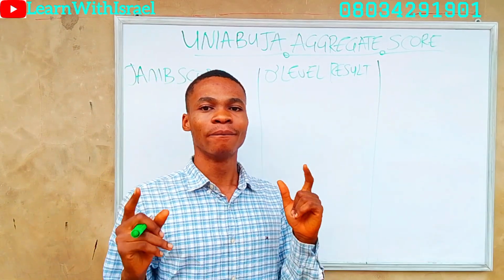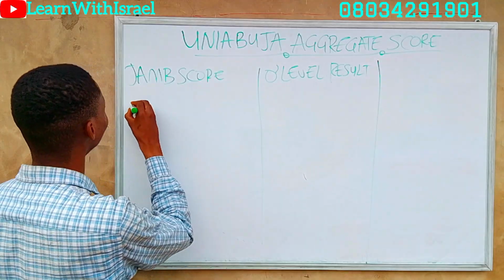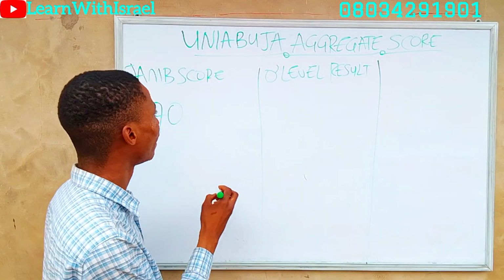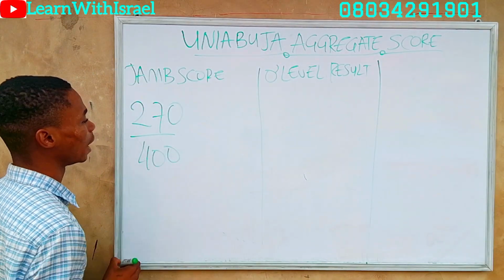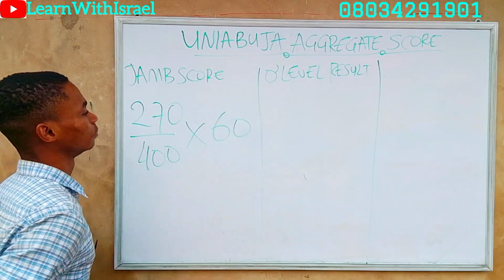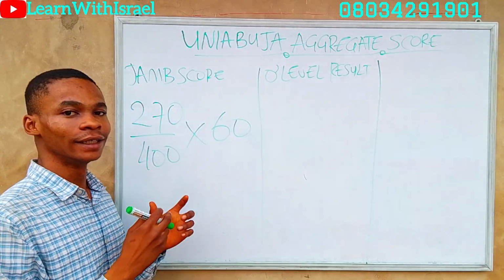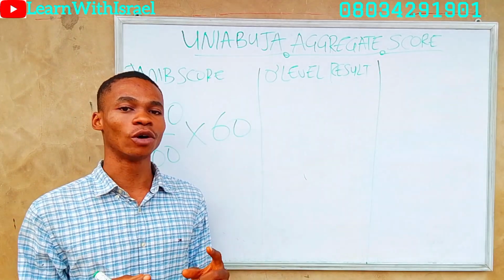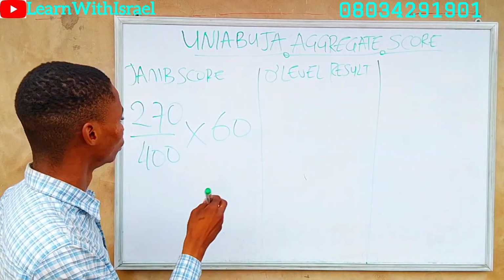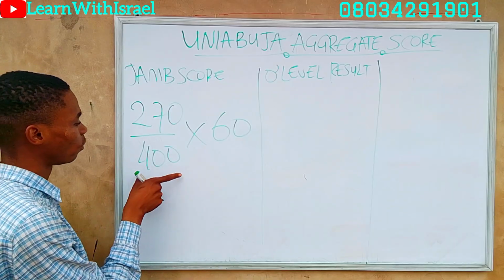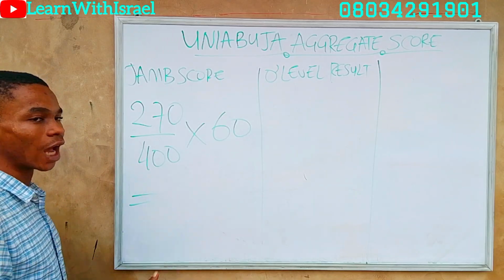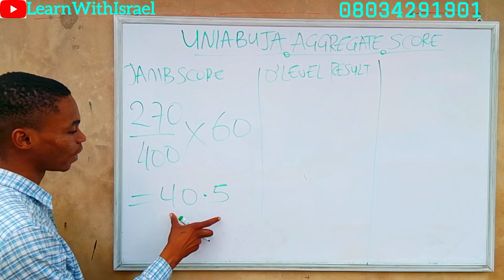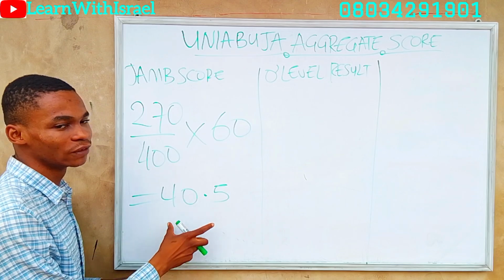So, assuming Bola has 270 in our JAMB exam, how do we calculate it? We divide by 400 and multiply by 60. So, assuming you have 190 or 200, you just divide it by 400 and multiply by 60. If you divide 270 by 400 and multiply by 60, you are going to get 40.5. So, the point for JAMB score is 40.5.